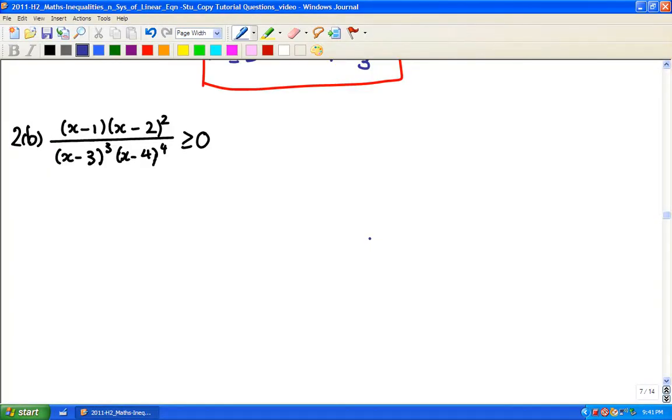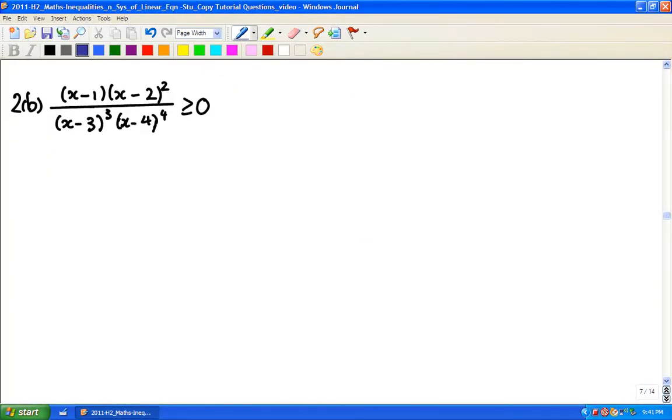Now for tutorial question 2b, again we have an algebraic fraction on the left hand side and a 0 on the right hand side of the inequality. So there is no need to shift anything from the right hand side to the left hand side. Okay, so the first thing we should do is again check which values of x for which the algebraic fraction is undefined. In this case, we will have to exclude x to be 3 and 4.